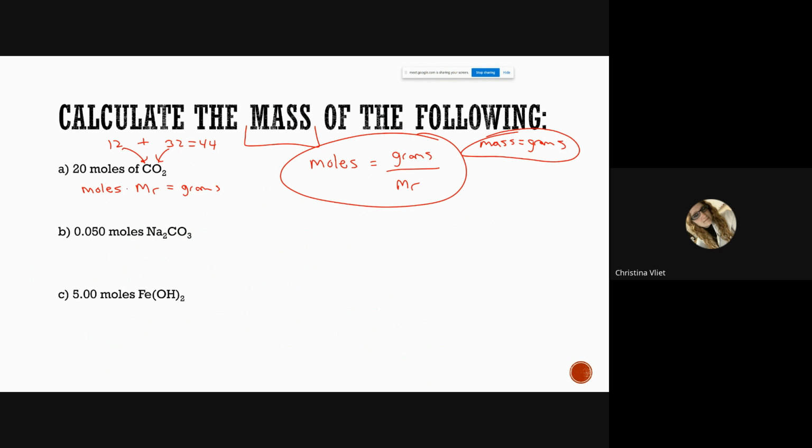How many moles do I have? So 20 times 44. And how many grams would that be? Alright, so we see the strategy, we understand what to do, it's the same for all of these. All of them are asking for grams, so for these last two, just do the same strategy.